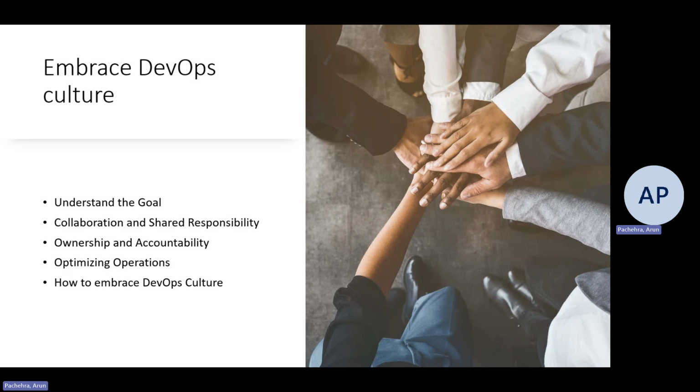Use technology to streamline processes and encourage open communication across the organization. We don't want to throw email and wait. It's better to just call them or chat or Teams. That's what it suggests. It will help to optimize operations, right? Now, a few things on how we can actually embrace the DevOps culture.